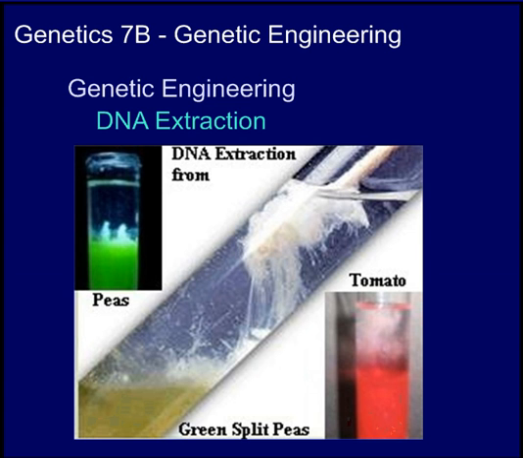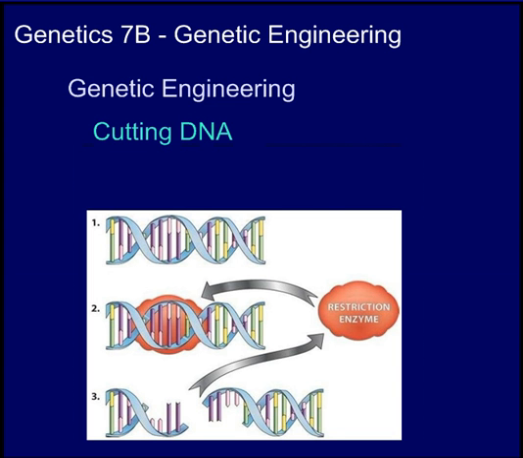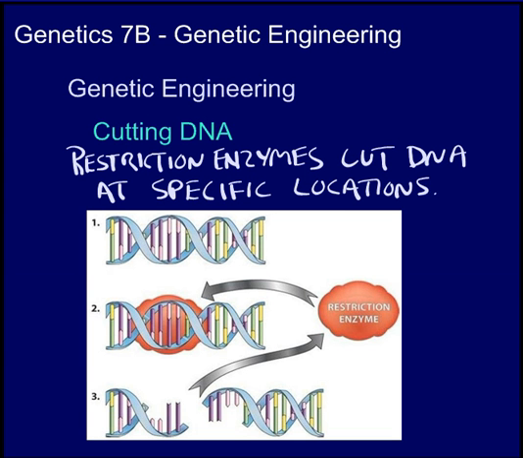Now, one of the things that often needs to be done is the DNA needs to be cut. That's where restriction enzymes come into play. A restriction enzyme travels along the DNA molecule, and when it finds a certain combination, it will stop and cut the DNA at that location. So restriction enzymes cut at a specific location. And there are different restriction enzymes that cut at different locations. And scientists can use this to do a lot of different things.